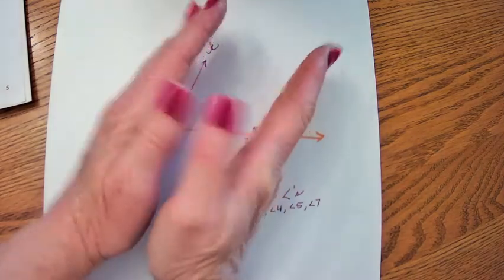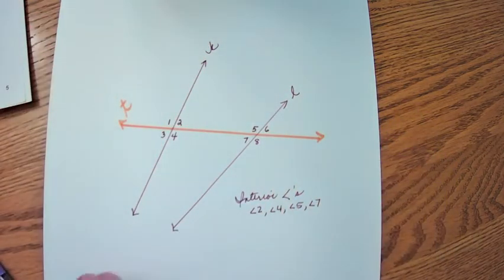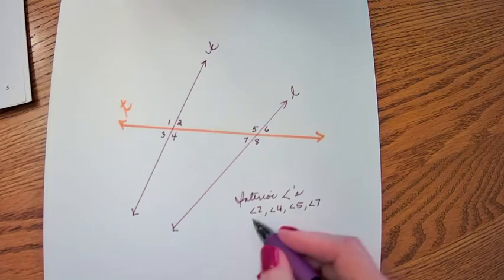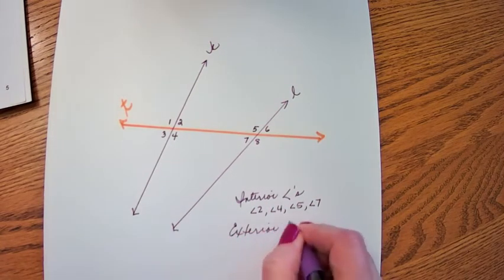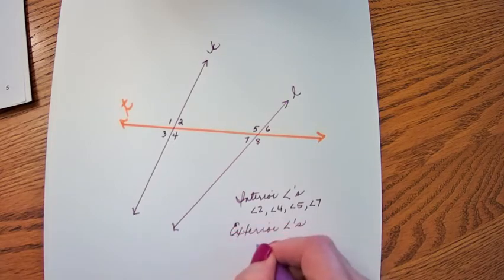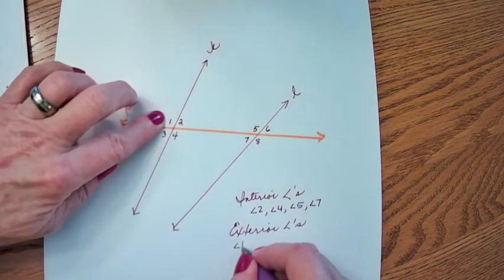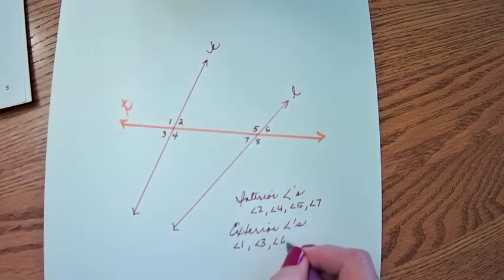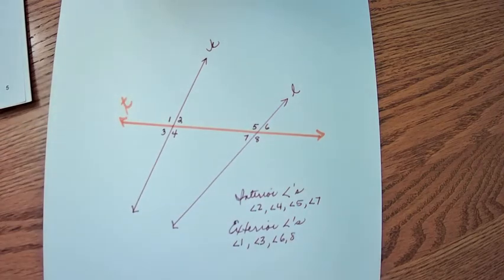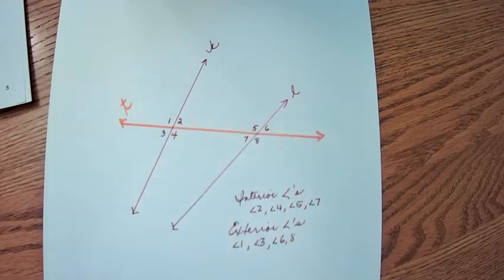Now, of course, if these are my two lines, the angles that are on the outside of the two lines, those would be called exterior angles. They're on the exterior of my two lines. So that would be angle 1, angle 3, angle 6, and angle 8 are exterior. So I have 4 interior angles and 4 exterior angles, and they are related to the two lines that are being cut by a transversal.